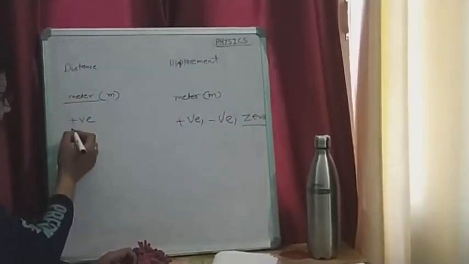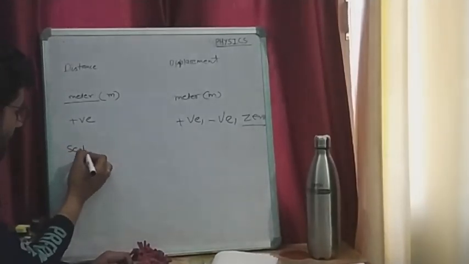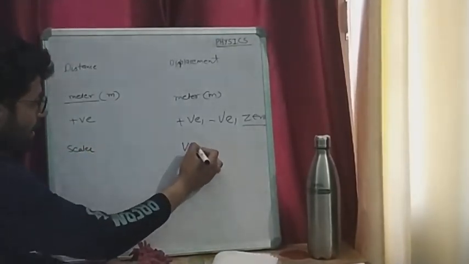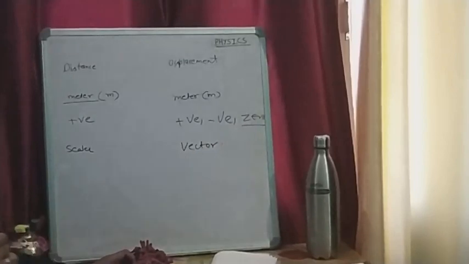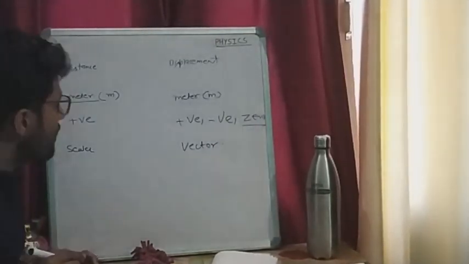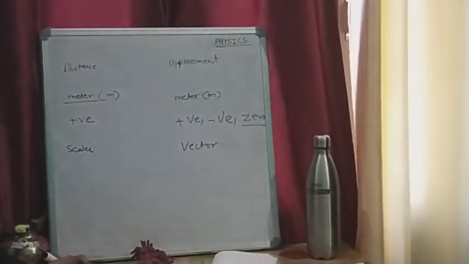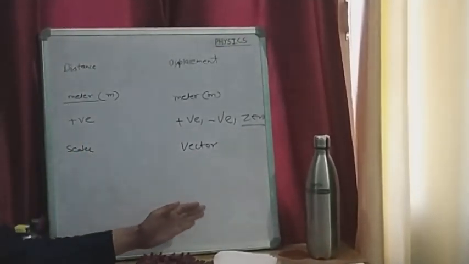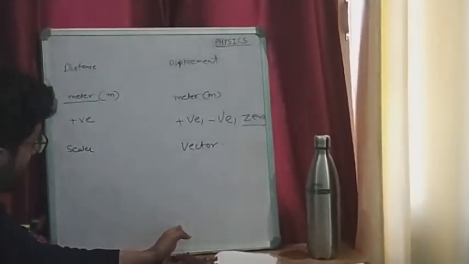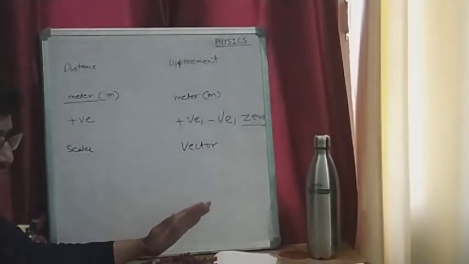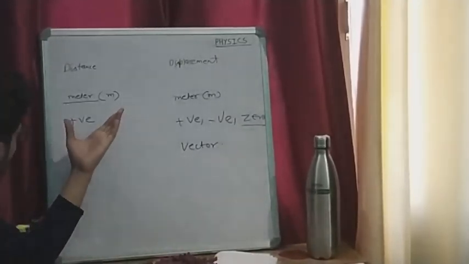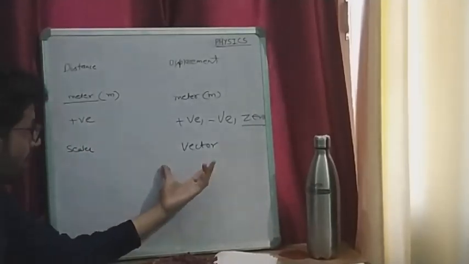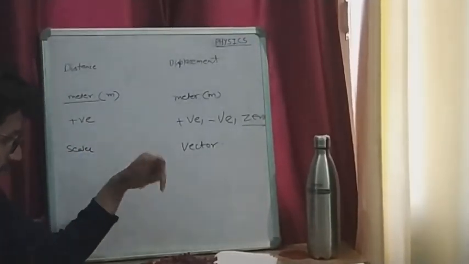Another thing: distance is a scalar quantity and displacement is a vector quantity. This is the main difference between distance and displacement. Now I know that you are doing hard work at home, and you will write all these things in your notebook. You will write the difference between distance and displacement in your copy. You will write the definition of distance and the definition of displacement.